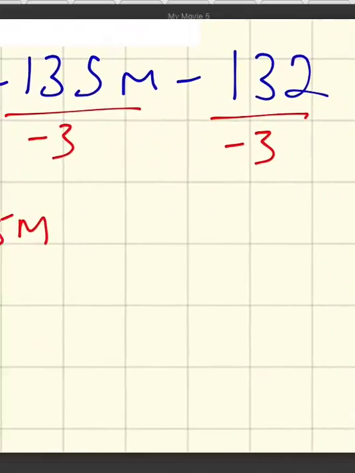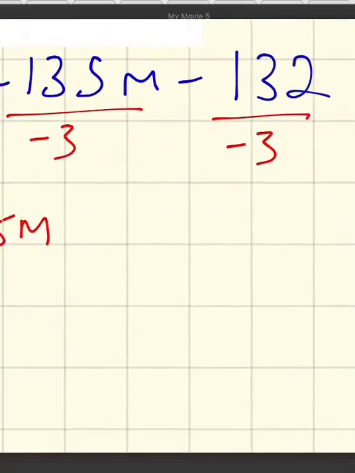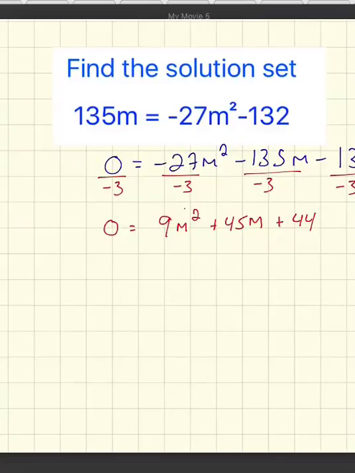and negative 132 divided by negative 3, it's 11 times 12, and if I take the 3 out of the 12, divide the 12 by 3, I get 4, so 4 times 11 is 44. So 44 times 3 is 132. So positive 44. We have 9m squared plus 45m plus 44.